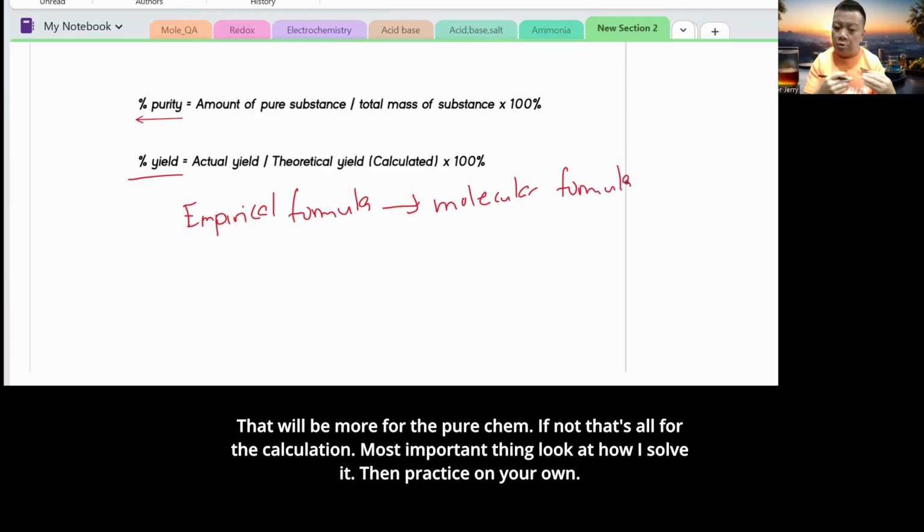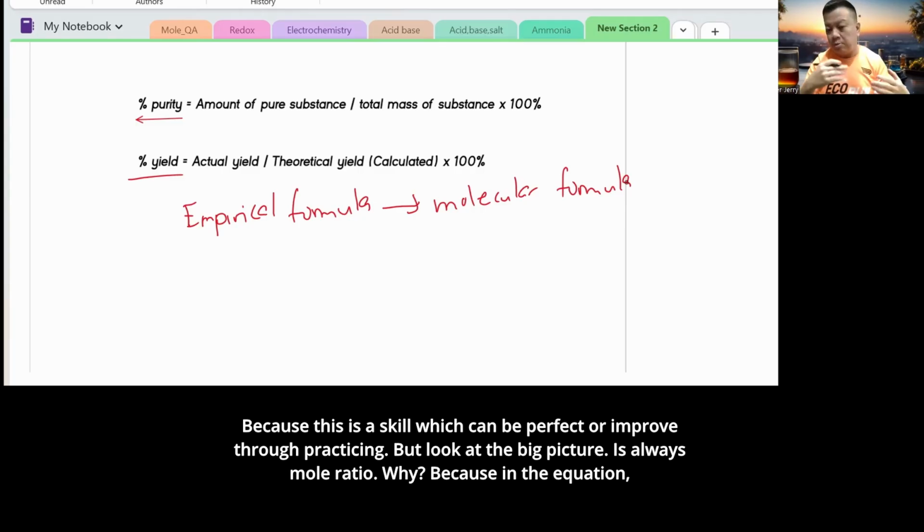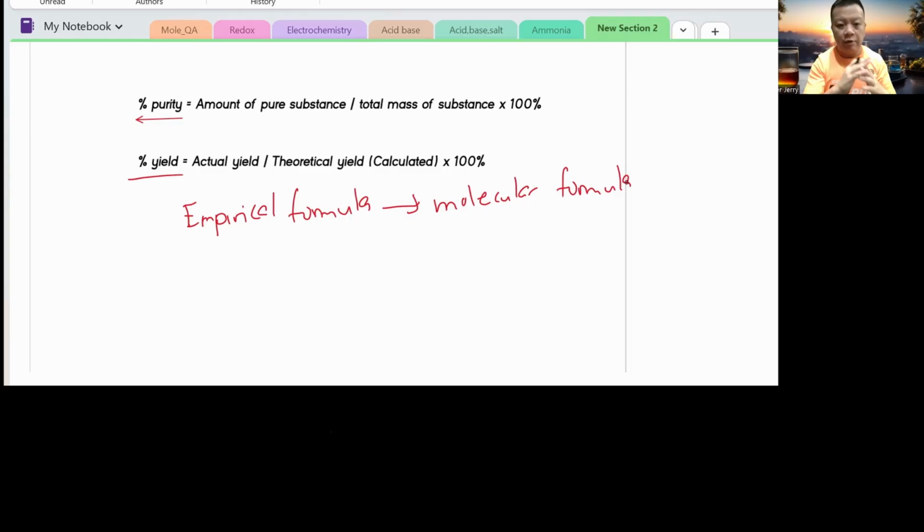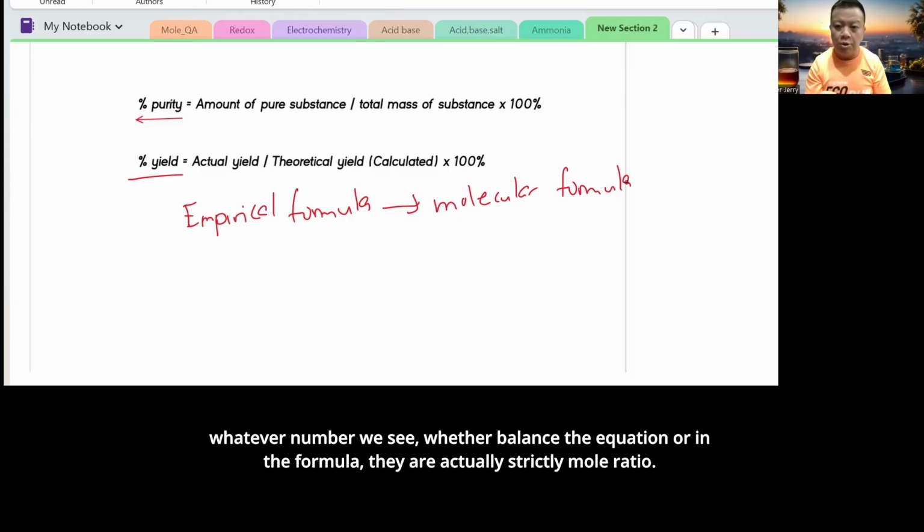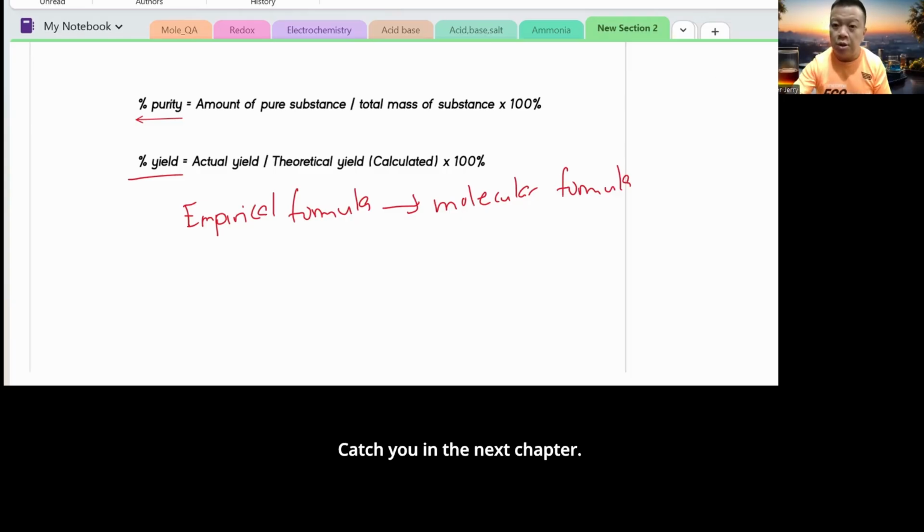Most important thing, look at how I practice, how I solve it, then you practice on your own. Because this is a skill which can only be perfected or improved through practicing. But look at the big picture. It's always about mole ratio. Why? Because in the equation, whatever number we see, whether in the balanced equation or in the formula, they are strictly mole ratio. Catch you in the next chapter.